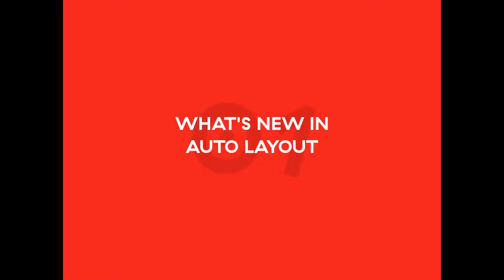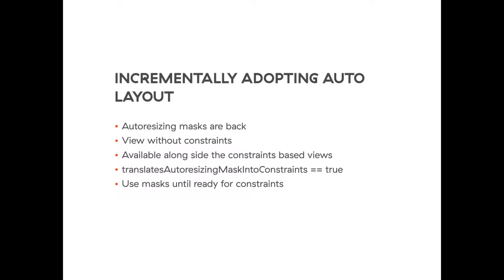Okay, so what's new in auto layout? One thing that is new is actually old, and that is auto resizing masks. They are back. What does it mean? It means that now you can use auto resizing masks in Interface Builder in the same view in which other subviews have constraints. So you can use them alongside the constraint-based views.